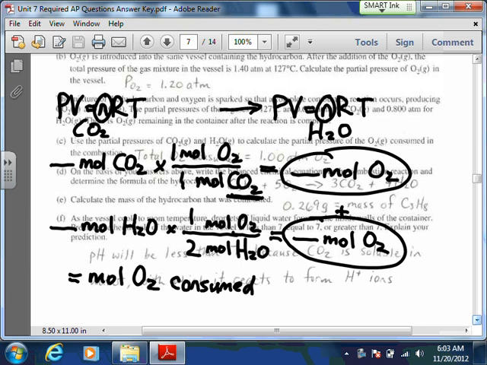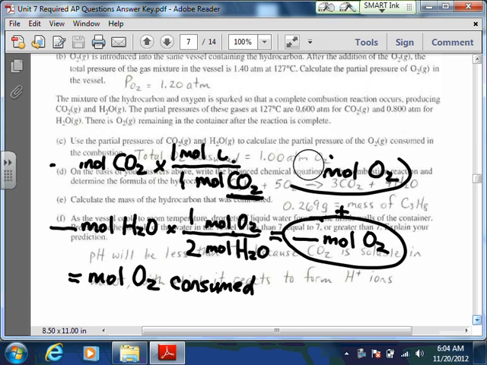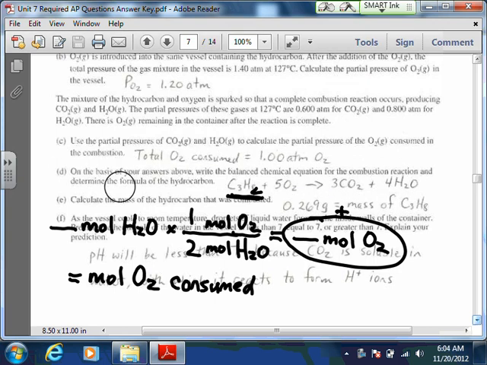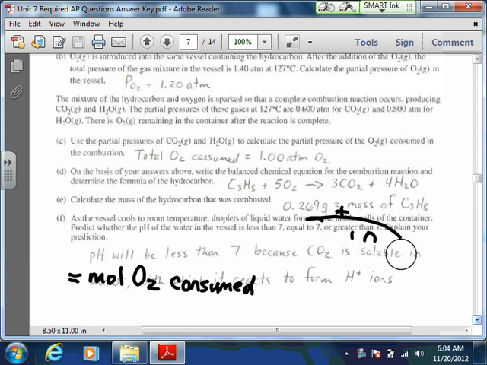Now there's still some extra oxygen, since oxygen was our excess reactant, so there's still some extra O2 running around in that chamber now. But all of the O2 that got used to make the CO2 and the H2O, that's what this is going to tell us right here by doing this calculation, okay? So that tells us the moles of O2 that got consumed, okay? But if you look at the problem, it wants to know the partial pressure of the O2 that gets consumed, okay? So now that we know the moles of O2 that got consumed, then we can just do one more PV equals nRT here.